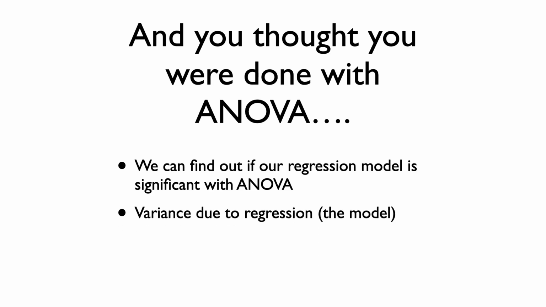So we have 2 sources of variation here. We have regression due to the model, variance due to regression, so that's due to the model itself. And then we have residual error, if you want to call it that, but usually we use the word residual. Okay.